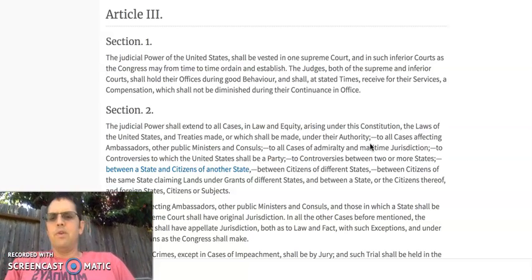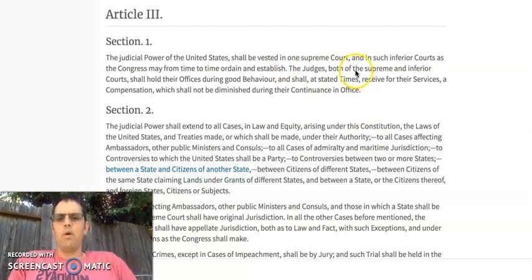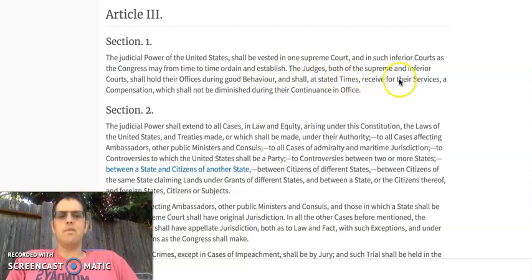The judicial power of the United States shall be vested in one Supreme Court, and in such inferior courts as the Congress may from time to time ordain and establish. The judges, both of the Supreme and inferior courts, shall hold their offices during good behavior, and shall at stated times receive for their services a compensation which shall not be diminished during their continuance in office.